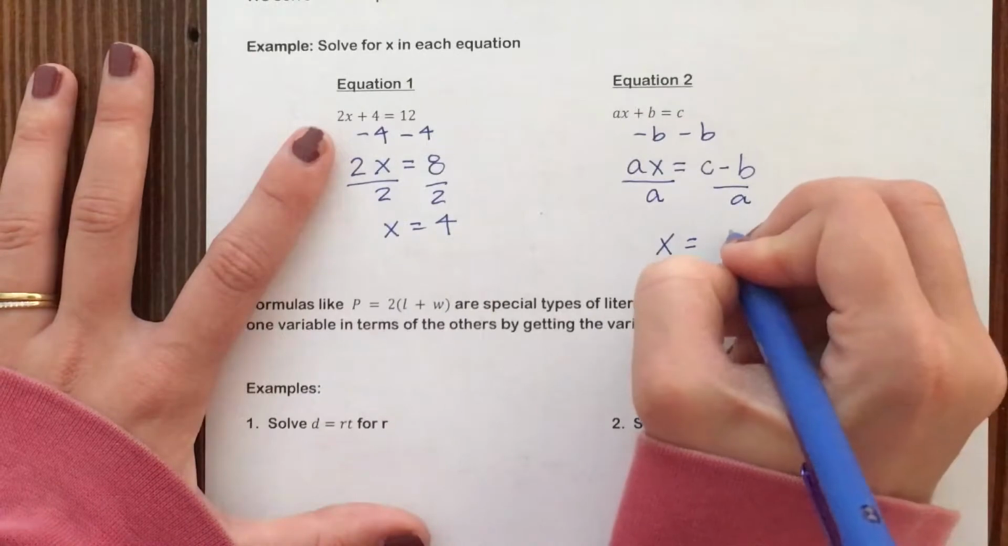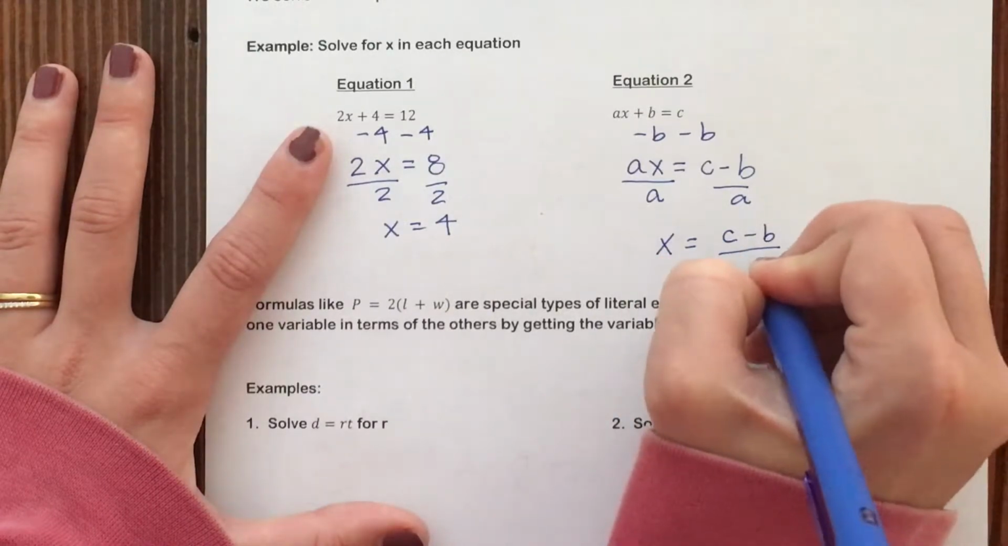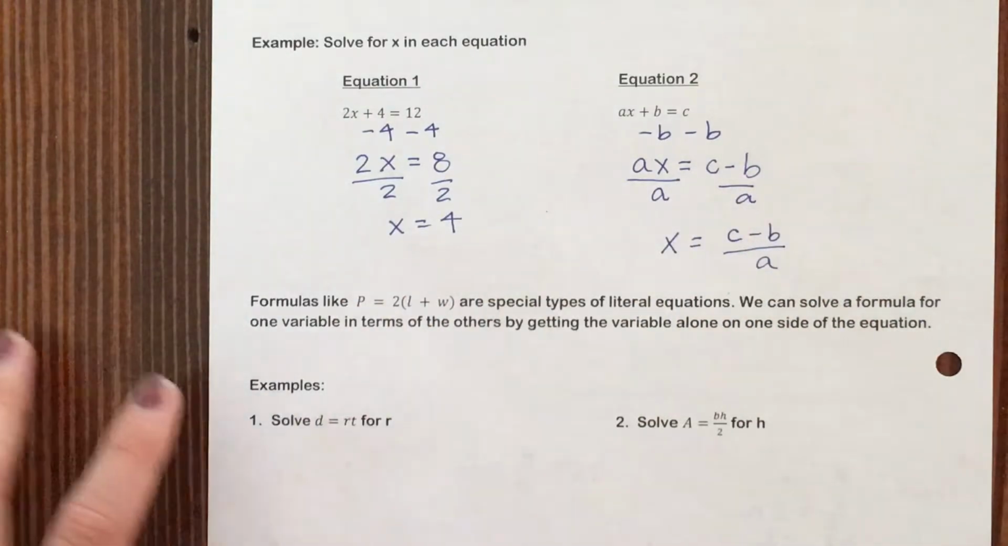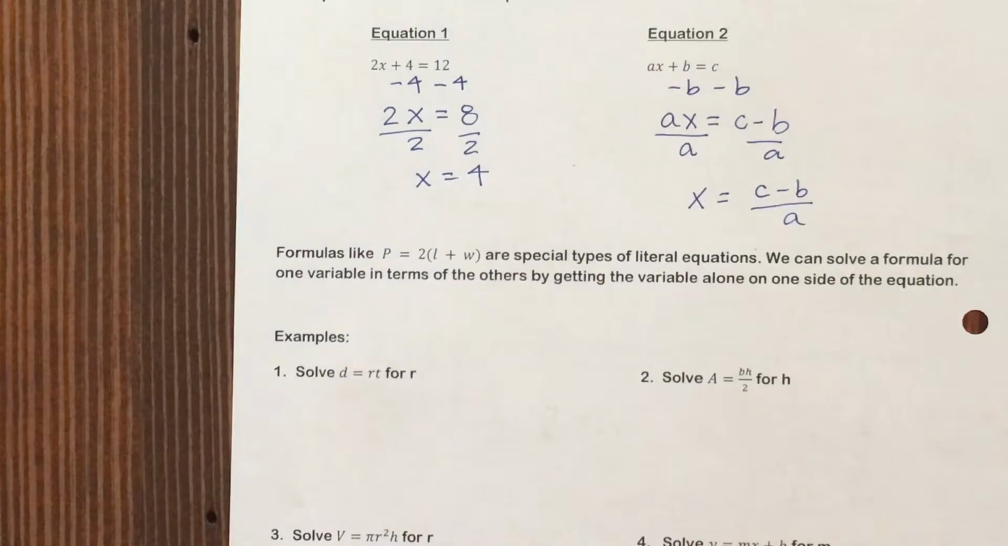X must be equal to then C minus B over A. That is a literal equation. Some people struggle with these because that is your answer. It looks a little weird, and some of you might not be used to it.